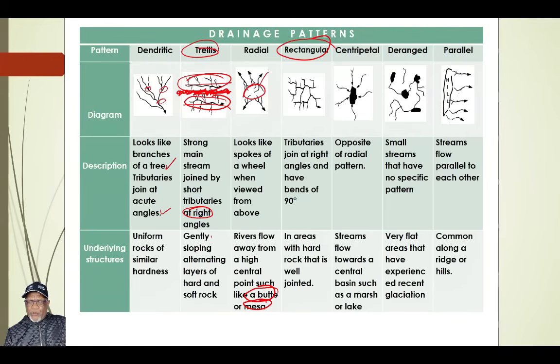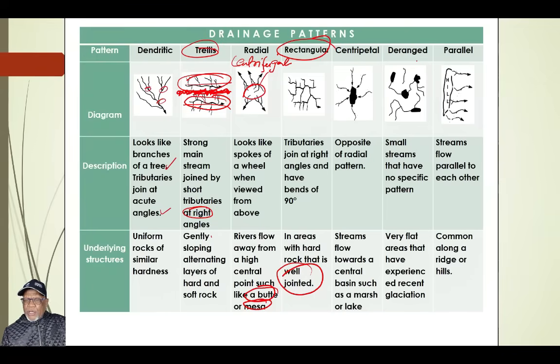Then where do we find them? We find these stream patterns where we have jointed igneous rocks. Then we have what we call centripetal. Centripetal is the opposite to centrifugal. Sometimes the radial is called centrifugal, meaning that the streams are radiating away. But in centripetal, the streams are flowing towards a low-lying area where the land has since subsided.